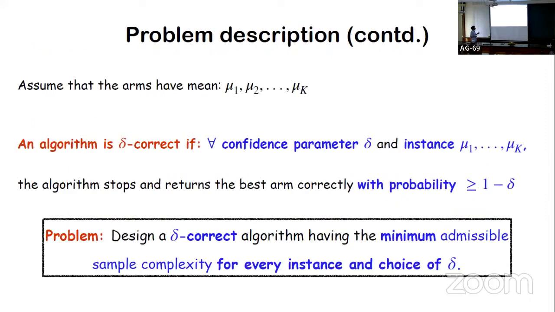So now I'll formally define everything. There are k arms and they have means mu1, mu2 to mu k, and we call an algorithm or policy delta correct if for every choice of confidence parameter delta and every instance mu1 to mu k, the algorithm stops within a finite time and returns the best arm correctly with a probability at least 1 minus delta. And the problem is to design a delta correct algorithm that has the minimum admissible sample complexity for every instance and choice of delta.